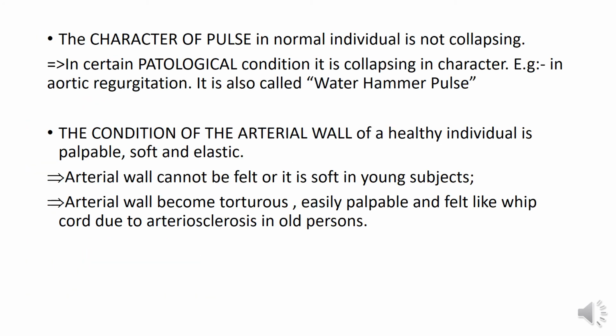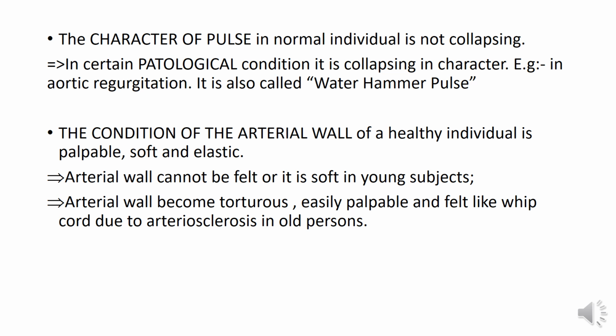Then next is the character of the pulse. In a normal individual, you will never find a collapsing pulse. If you find a collapsing pulse, it's certainly pathological, and you can find it in aortic regurgitation. And such a type of pulse is always known as a water hammer pulse.